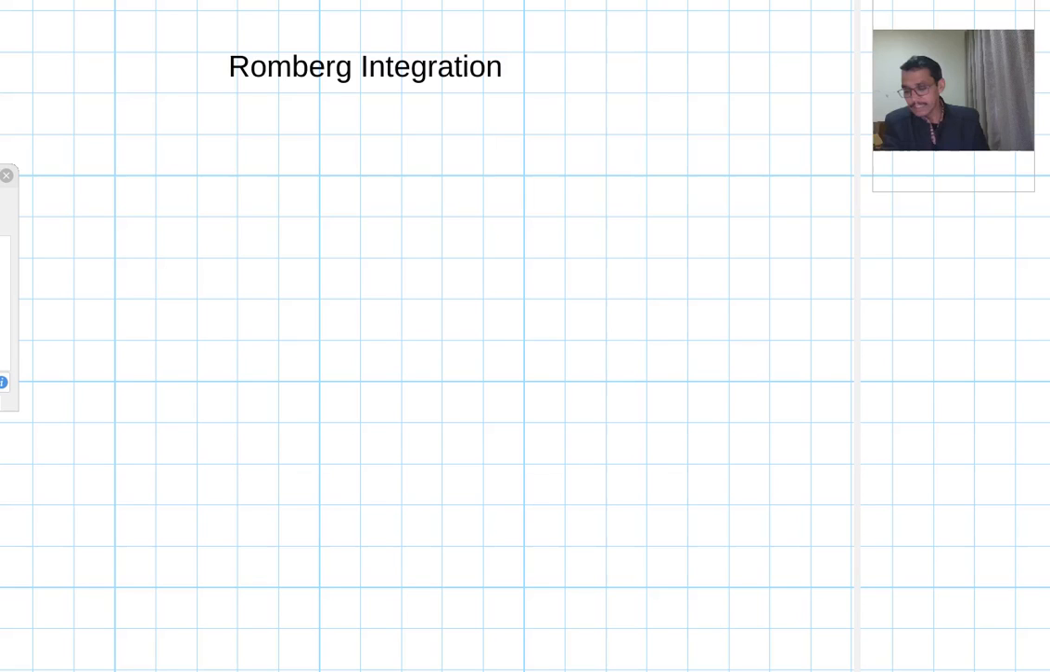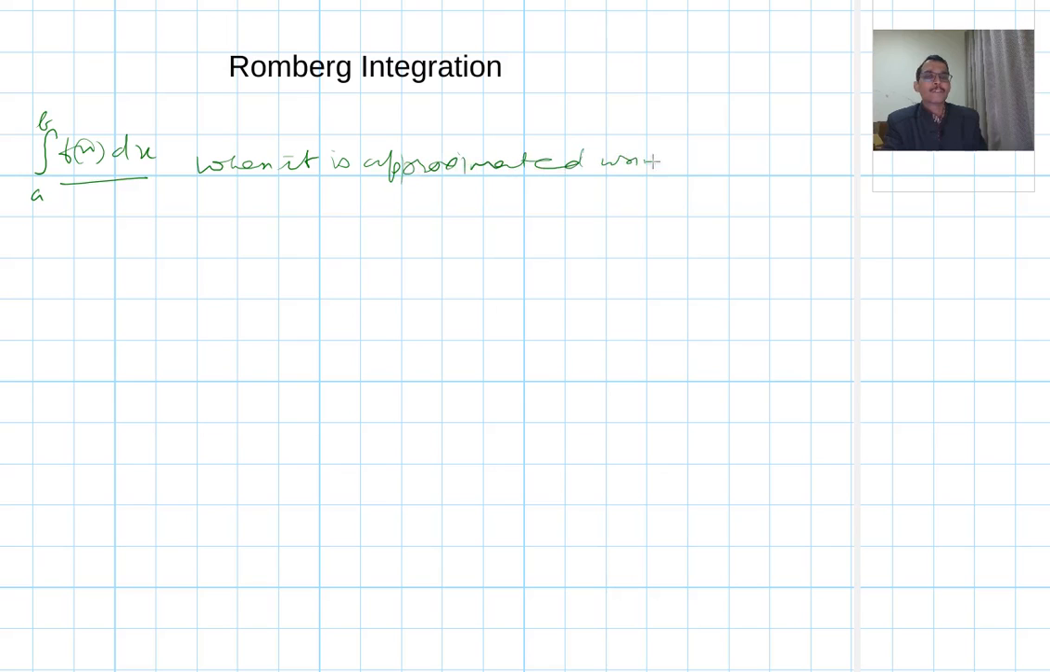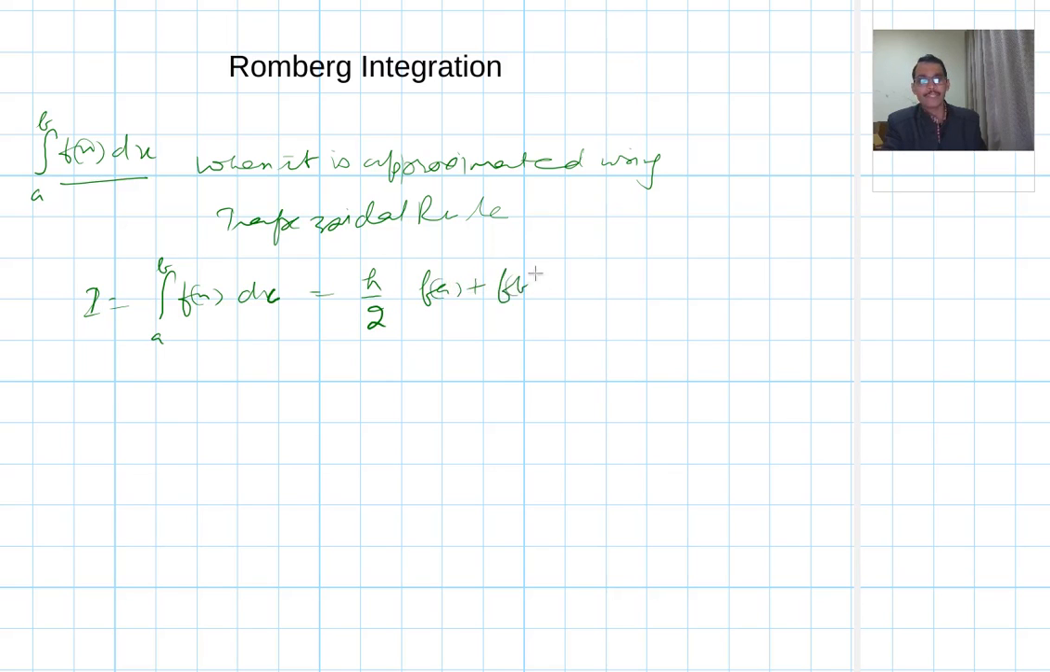Today I am going to talk about the Romberg integration, and for this, consider we want to integrate the integral of f of x dx from a to b, and say when it is approximated using the trapezoidal rule, then this integral can be approximated as h by 2 times f of a plus f of b, right? And plus some error will be there.